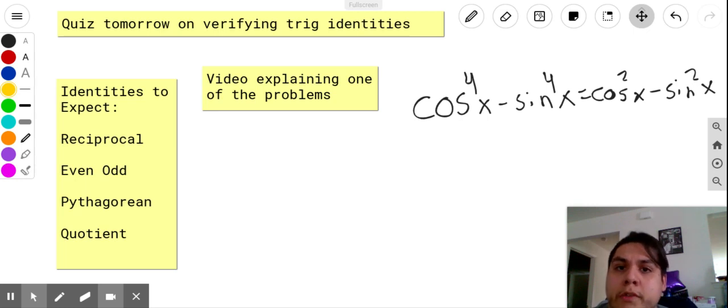All right. So you guys are going to have a 3-question quiz tomorrow on verifying trig identities. The identities that are going to be fair game, that you should be familiar with, and hopefully you guys don't use your cheat sheet notes to do this, because the expectation is you get a little more familiar with this so you can just do the substitution, are the reciprocal, the even-odd, the Pythagorean, and the quotient identities that I've been working with for the last week, actually, right?